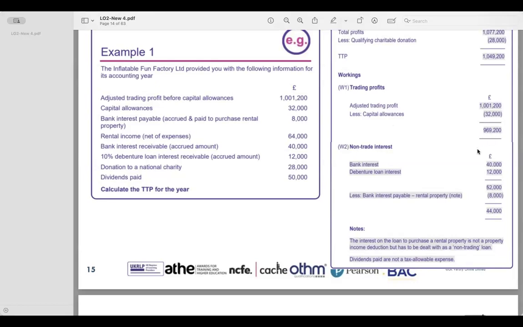969,200 pounds. Bank interest payable, accrued and paid to purchase rental property. This refers to the interest paid on the loan used to purchase a rental property. It amounts to 8,000 pounds.